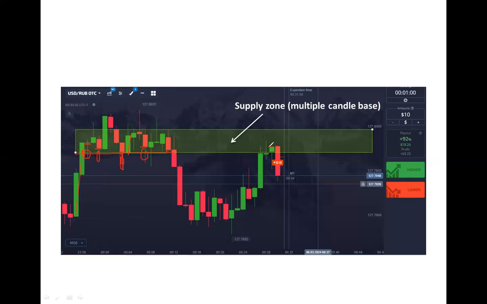And it's also a sign of reversal. So that's why I go with sellers on the next candle. Very simple. So always trade if the candle closes inside the zone.